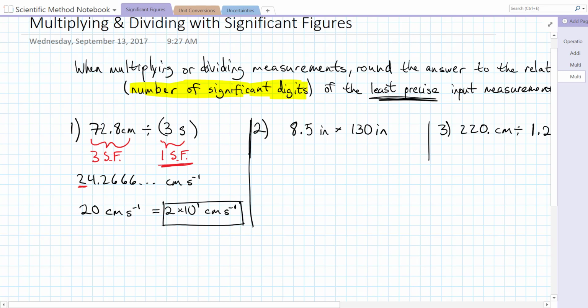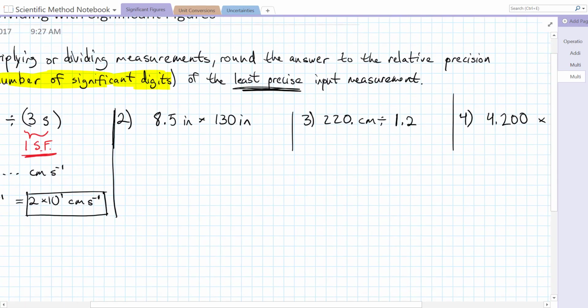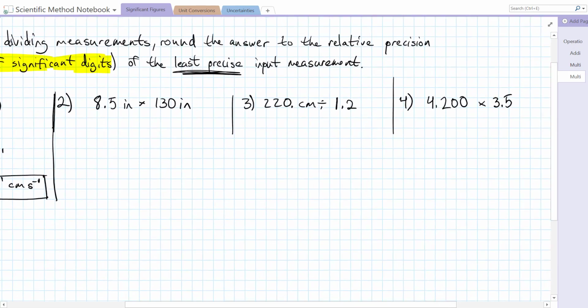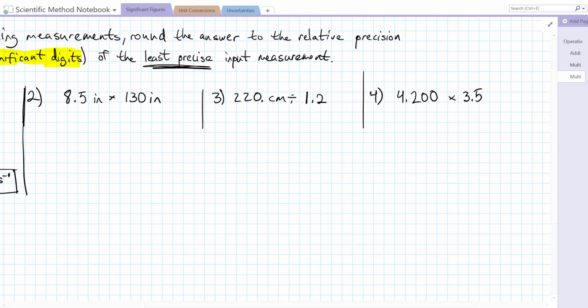We're going to do the same process on number 2. 8.5 inches times 130 inches. Our first has 2 sig figs, and our second has, well, that 0 is not significant, so it only has 2 sig figs as well. So our answer is going to have 2 significant digits.